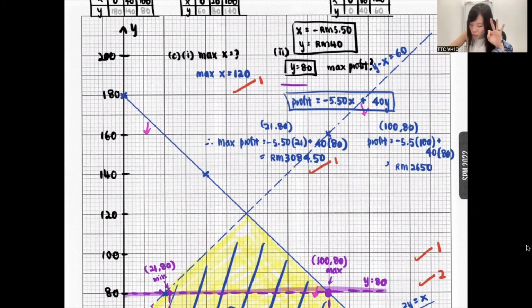You getting 21, you sub inside, 1 mark. And then you're getting 2180, 1 mark. 3 marks. So this whole question is worth 10.